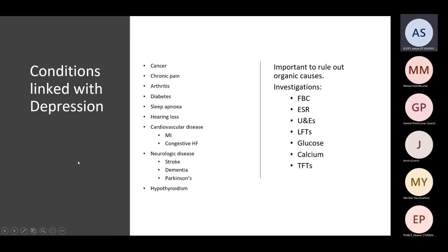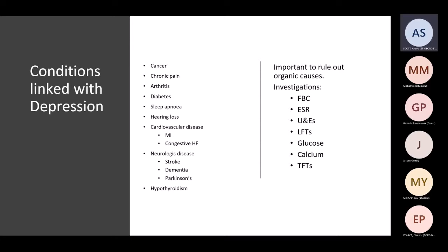And there are loads of conditions that are linked with depression, and it's a bit of a catch-22 whether the condition came first or the depression came first, or I think for some of them people don't really know exactly how they're linked. But it's a lot of chronic conditions, so chronic pain, cancer, arthritis, diabetes, sleep apnea, hearing loss, MIs, stroke, dementia, Parkinson's. Hypothyroidism is one that's quite easy to remember because that's part of your questions when you're doing the thyroid exam.